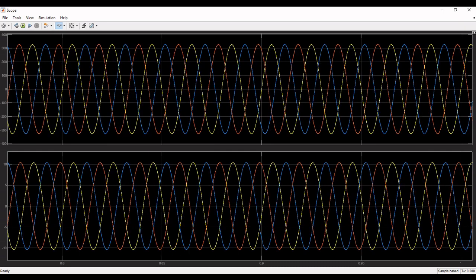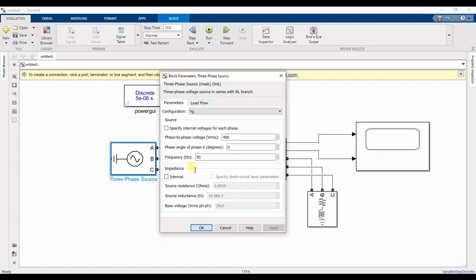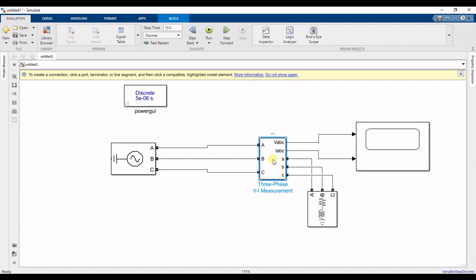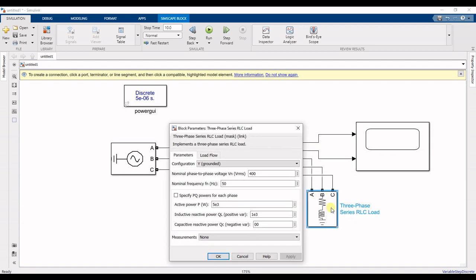In short, to summarize the whole circuit, we have the three-phase source of phase-to-phase voltage VRMS 400 volts with 50 Hz frequency, and we have connected the three-phase VI measurement block with parameters of voltage measurement as phase to ground and current measurement. After that, we have connected a three-phase series RLC load with a resistive load of 4 kilowatt and an inductive load of 1 kilowatt, and then the scope.